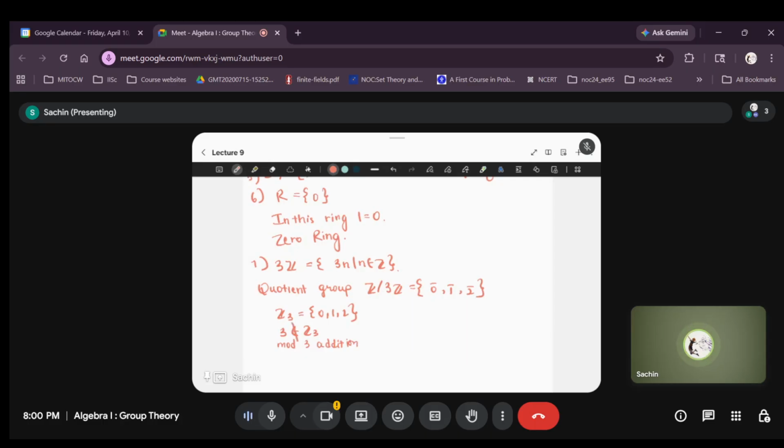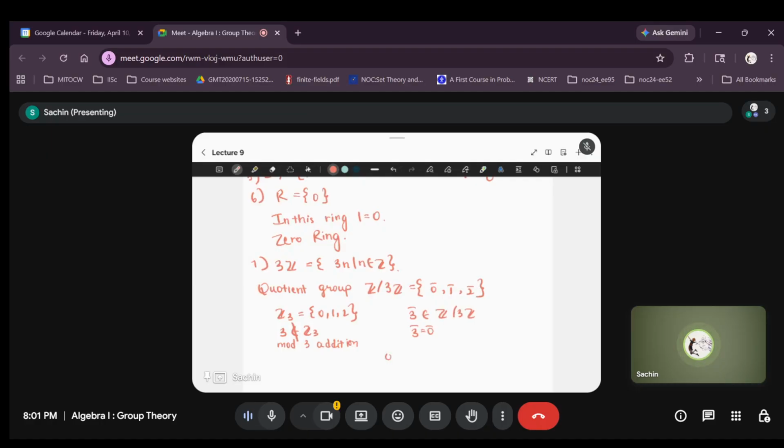But here in Z mod 3Z, you have 0 bar, 1 bar, 2 bar, the equivalence classes. 3 bar belongs to Z mod 3Z because 3 bar is equal to 0 bar. The equivalence class of 0 is the equivalence class of 3. So that's actually the difference between Zn and Z mod 3Z. In Zn, you are dealing with the actual numbers. Only the operation is defined modulo 3. But in Z mod 3Z, you are dealing with the equivalence class of numbers.